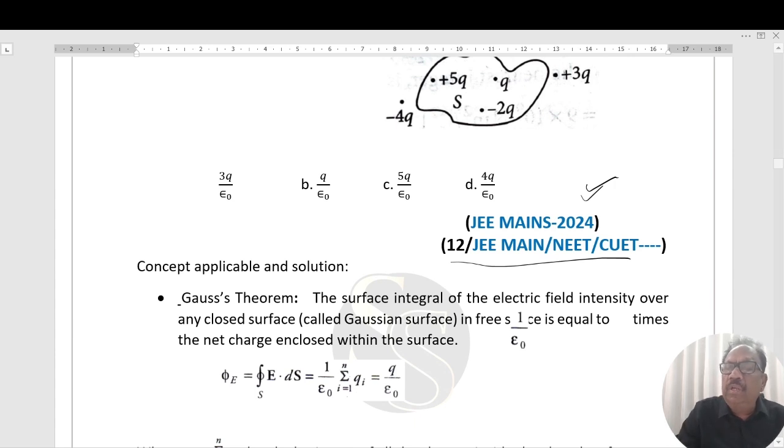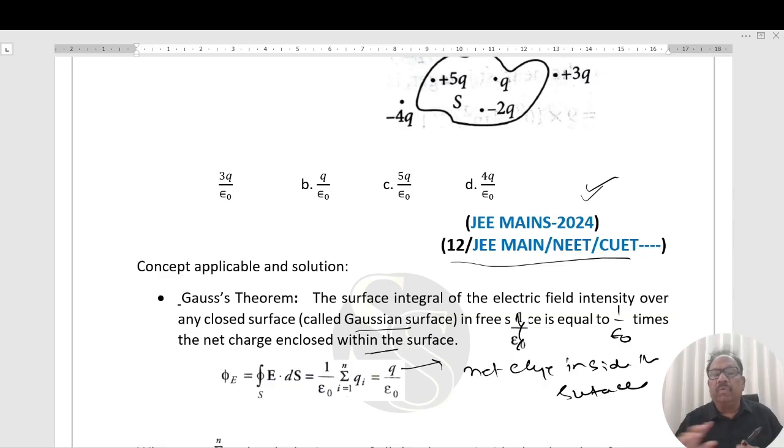The surface integral of the electric field intensity over any closed surface in free space is known as Gauss's theorem, and it is equal to 1 over epsilon naught times the net charge enclosed within the surface. Q is the net charge inside the surface. Let's see.